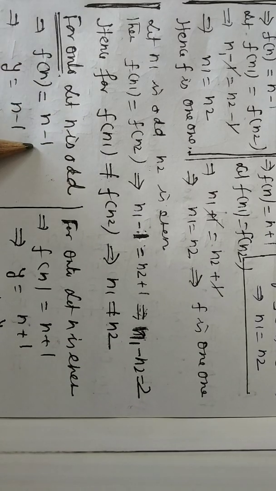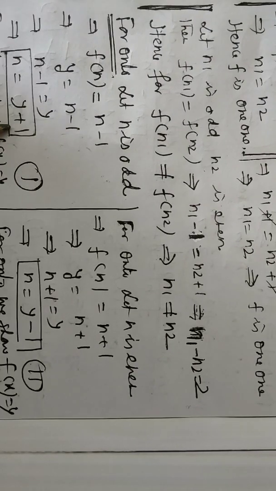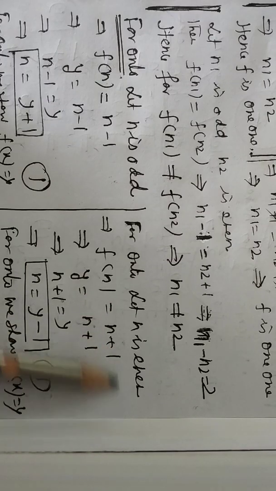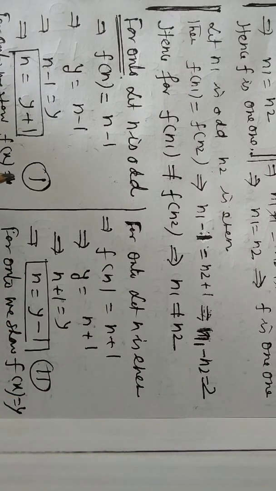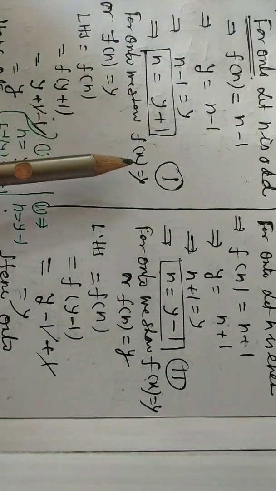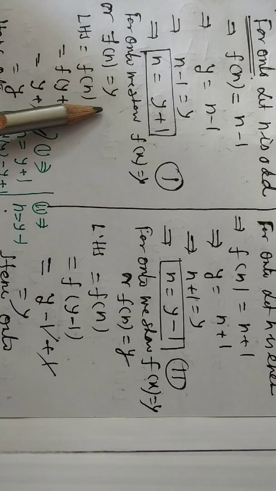f(n) is equal to n minus 1, y is equal to n minus 1, so n minus 1 is equal to y, so n is equal to y plus 1. Likewise for onto, n is even, f(n) is equal to n plus 1, write it y is equal to n plus 1, or n is equal to y minus 1. Now for onto, we have to show that f(x) is equal to y, or f(n) is equal to y.